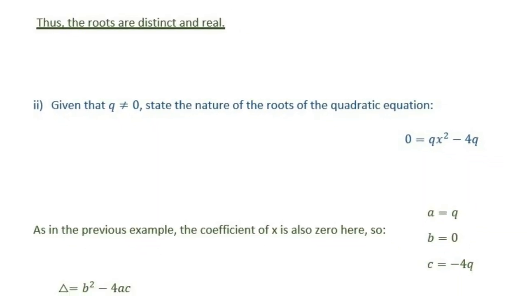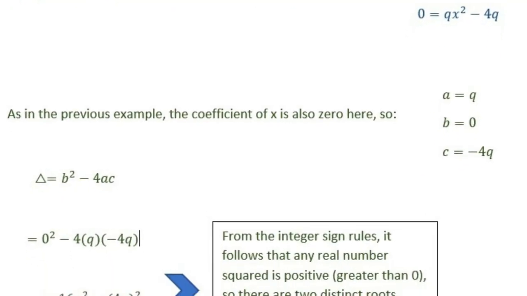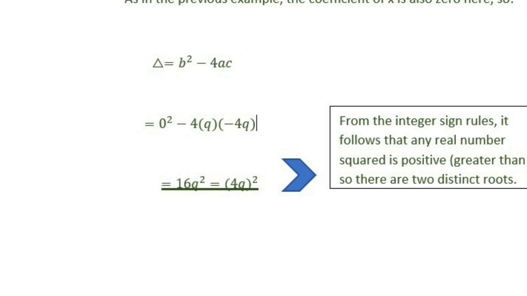Last question. Given that q is not 0, state the nature of the roots of the quadratic equation 0 equal to qx squared minus 4q. Once again, we do not have a middle term there, so the coefficient of x is also 0, and the coefficient of x squared was q, and the coefficient without x was negative 4q. So that gives us a, b, and c. We substitute those into the formula for delta.